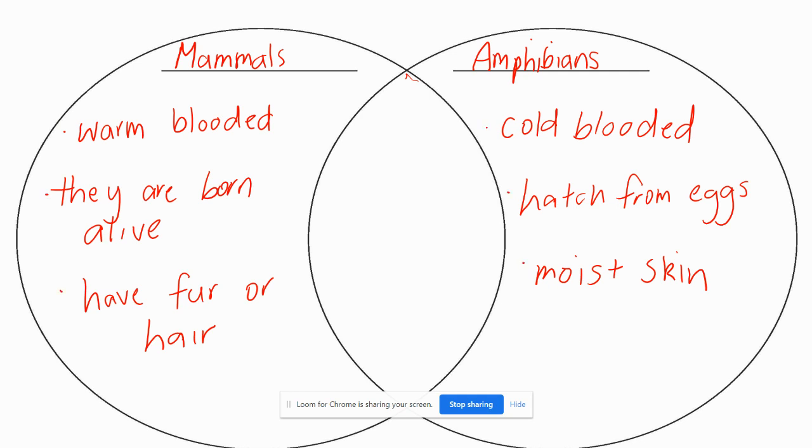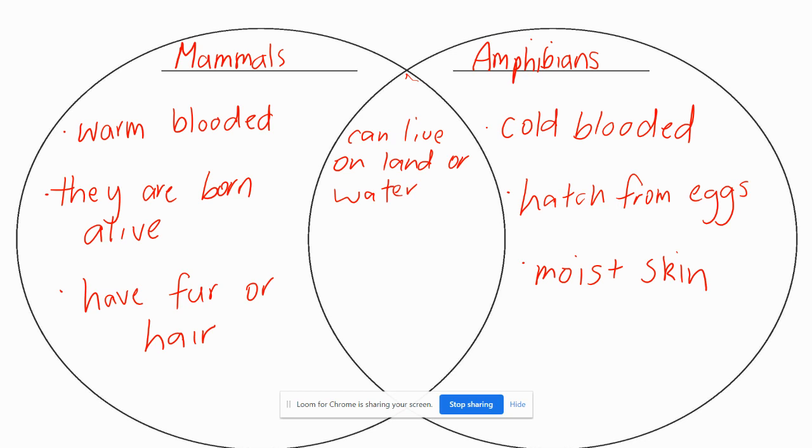So now I have 3 things that make them different. I might think of maybe 1 or 2 things to put in here. Now, one thing I know that makes them the same is that they can both live on land and water. What I mean by that is amphibians can survive on the land or in the water. And there are some different types of mammals, some that live on land, and there are also some marine mammals like whales. So I'm going to put that in here. Can live on land or water.